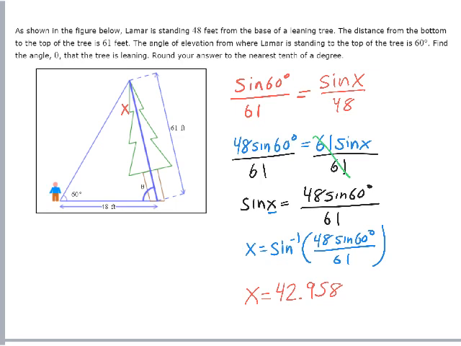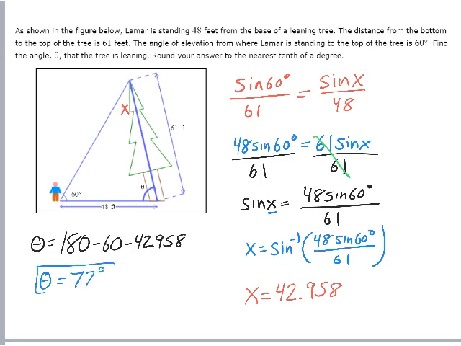So if I know that this is about 43 and this is 60, could I find this angle now? Yes, because all the angles of a triangle add up to 180. So theta is going to be 180 minus the given 60 minus what we just created, 42.958, which is basically about 43. So theta is going to be equal to 77 degrees. That is about how much this angle at which it's bent over is, about 77 degrees.